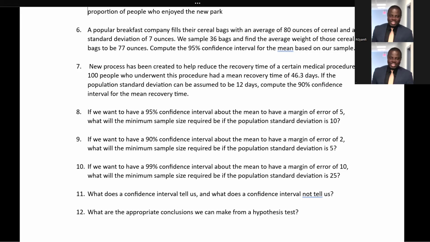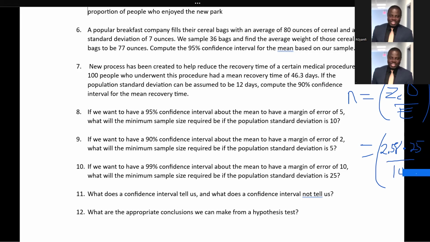When you go to the minimum sample size formula for the mean, you have n equals your Z times your standard deviation divided by the margin of error, and then squared. Do not forget the squared. So the Z for 99% is 2.58, and again, you could get that from the table. So 2.58 times a standard deviation of 25, divided by 10, which is our margin of error, all squared.